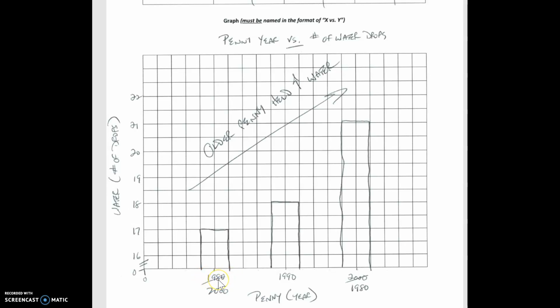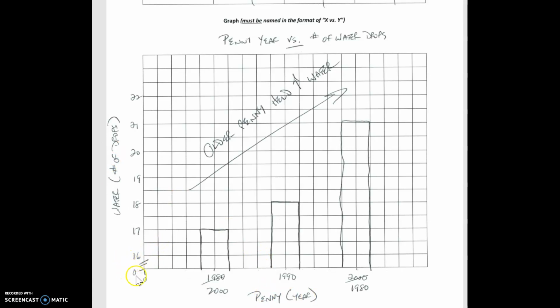Because now we see that we've made a mistake. We're not going to do that again. Come over here, and we are going to have what is changing as a result of what we're changing down here. So on the side, we had water, and the units would be number of droplets. Down here, we had penny, and the unit would be the year.